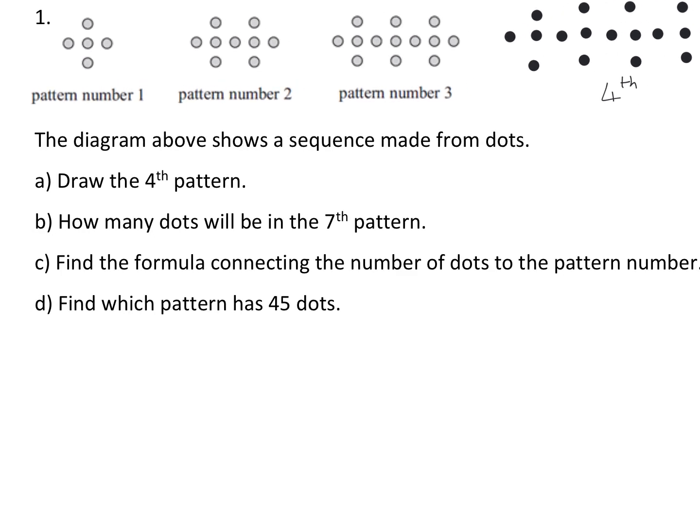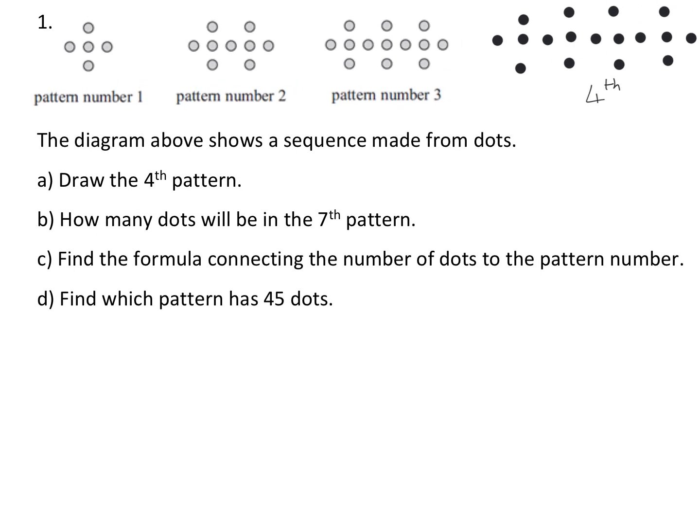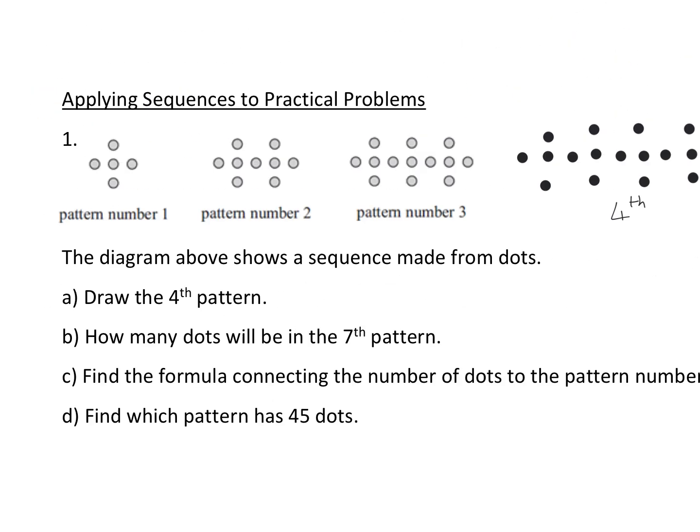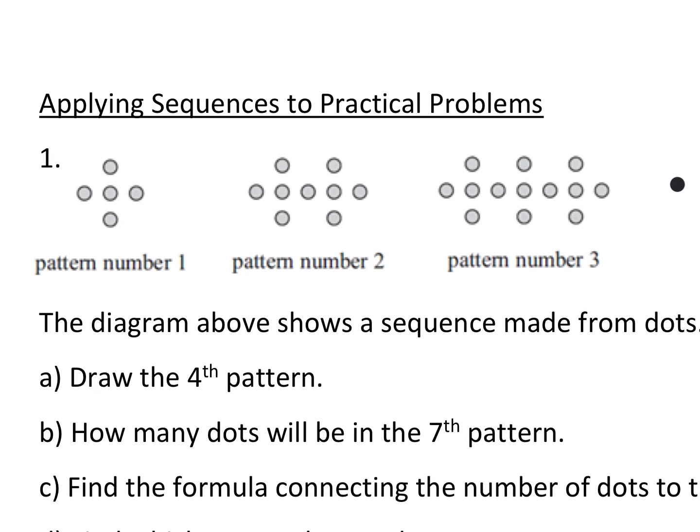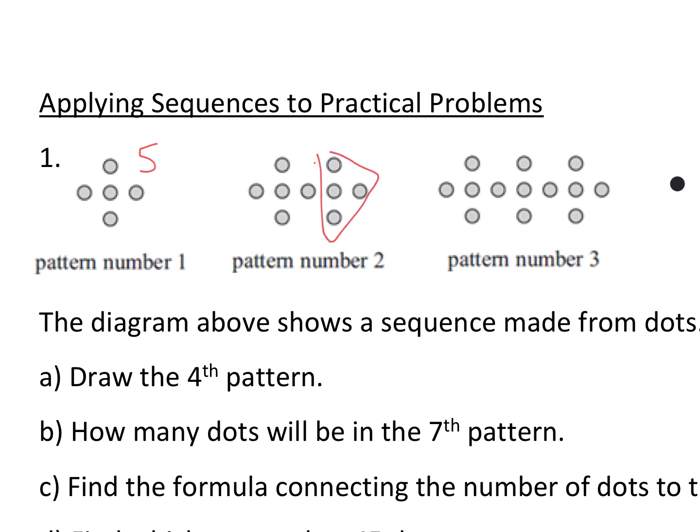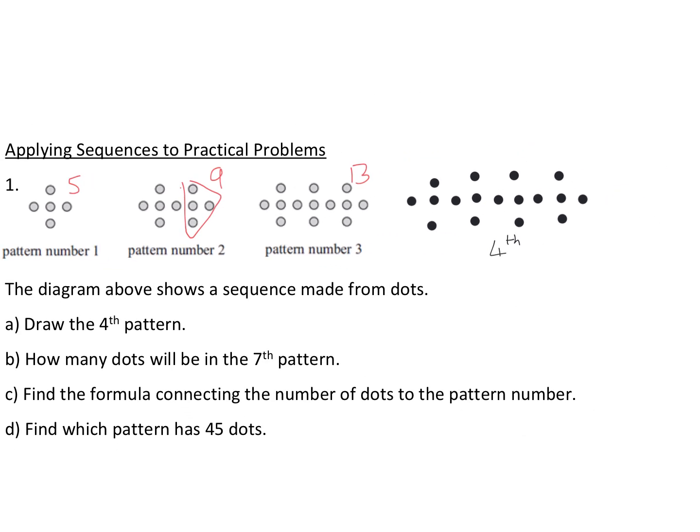That's part A. Part B, how many dots will be in the 7th pattern? Well, we need to see what the link is. We've got 5 in that first one, and then effectively you're adding on this triangle shape which has got 4, and that makes 9 in the next one. And then you're adding on another 4, which would make 13. And then the pattern that we've just done would be another 4 again, so that's 17. And that's the 4th. 2 ways.